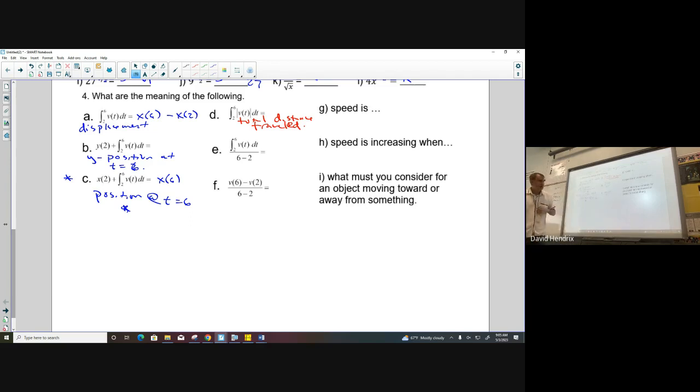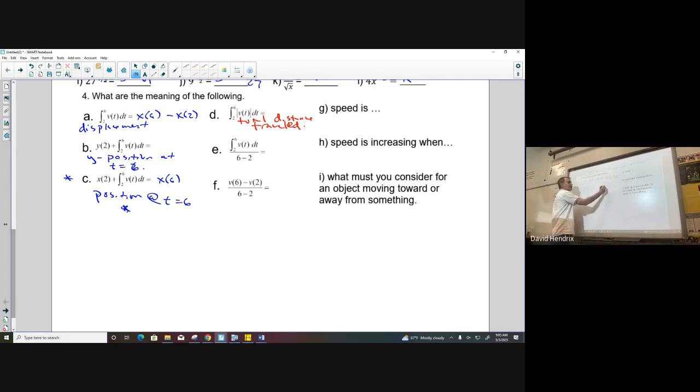You could have moved 100 miles and your position could have not changed at all. You could have gone 50 miles one way and 50 miles back. Your total distance would be 100, but your displacement would only be 0. Okay, so make sure we understand that.